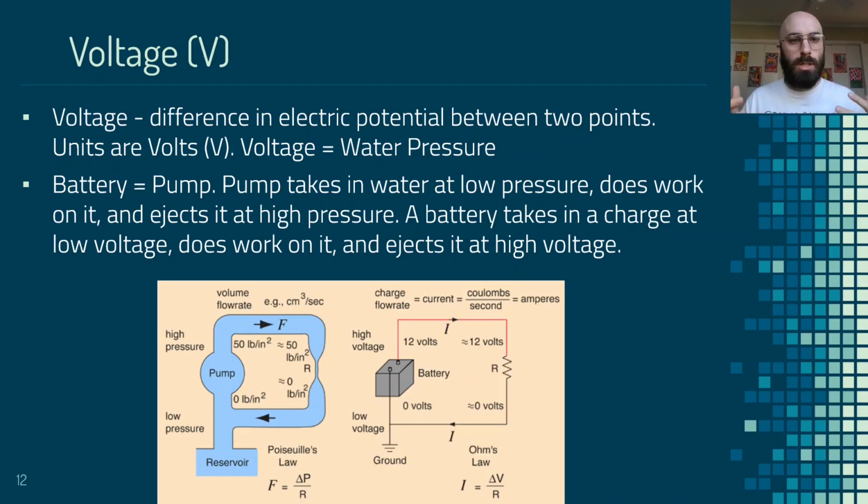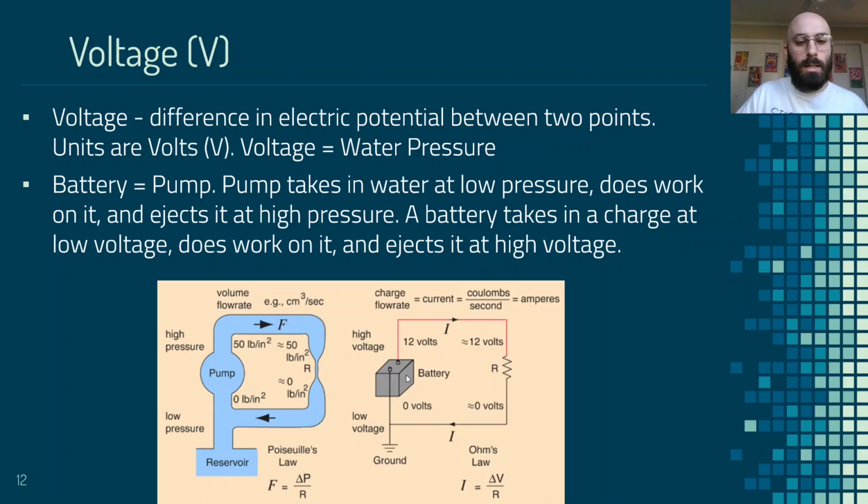Voltage is abbreviated V in a lot of these equations, and it is essentially the difference in electric potential between two points. In a circuit, voltage is typically provided by a battery or some sort of power supply. It takes 0 volts, and in this circuit it ejects 12 volts. Oftentimes you're using something like a AA or AAA battery, which each has about 1.5 volts. So that is giving you a voltage, and its units are volts.